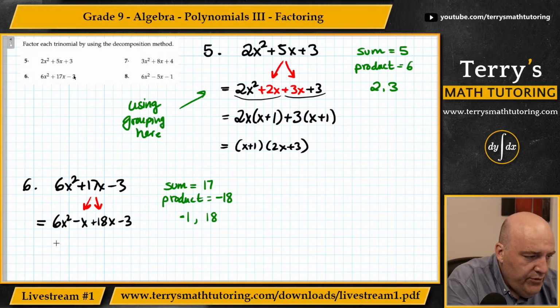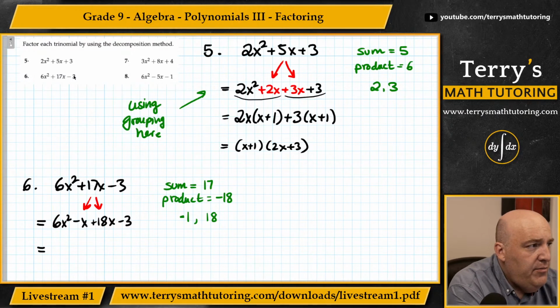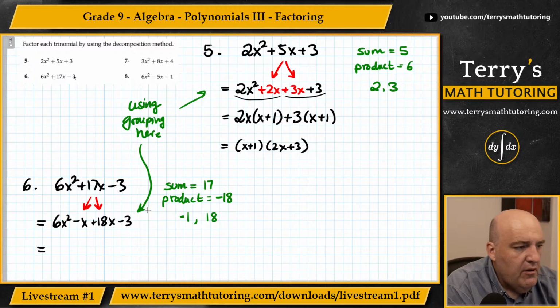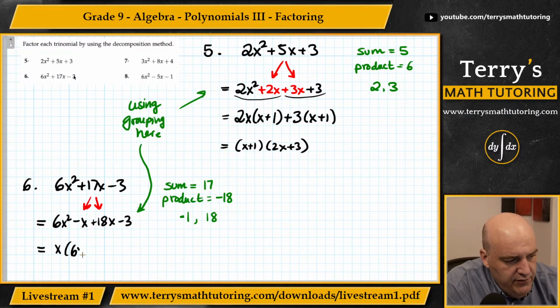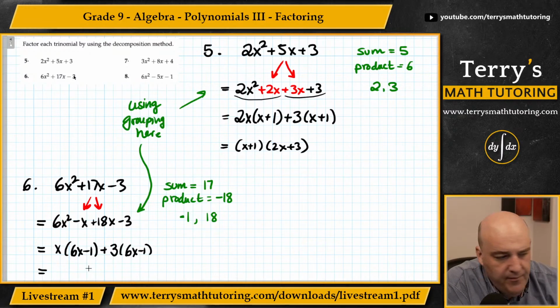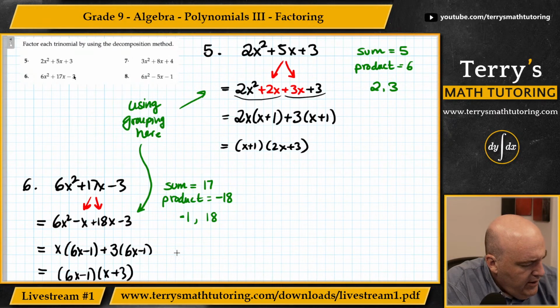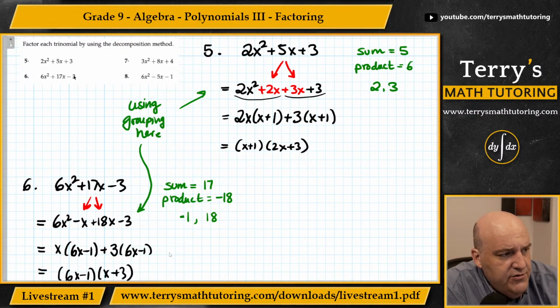And now we're doing grouping. Maybe I'll put an arrow here as well. So let's see, on this pair, we can factor out an x, right? 6x minus 1. Here we can pull out a 3. What's left over? And 6x minus 1. These are the same. That means everything is good. Let's factor out the common 6x minus 1 now. And then we get x plus 3. Okay, that looks good. I guess for 7 and 8, I'll just go to a new page.